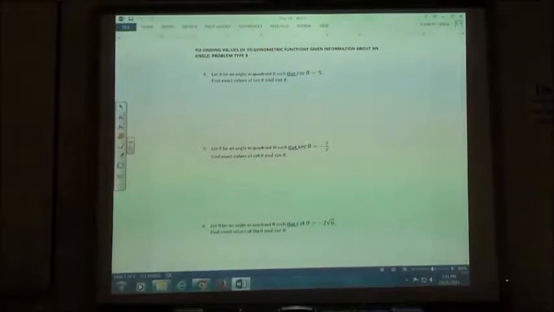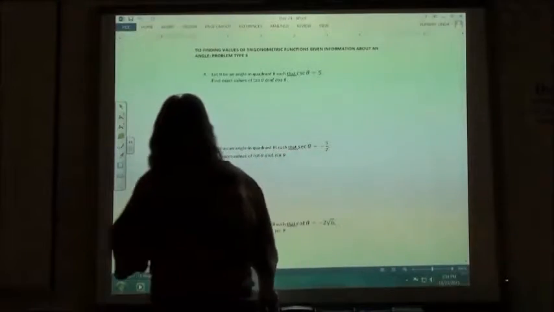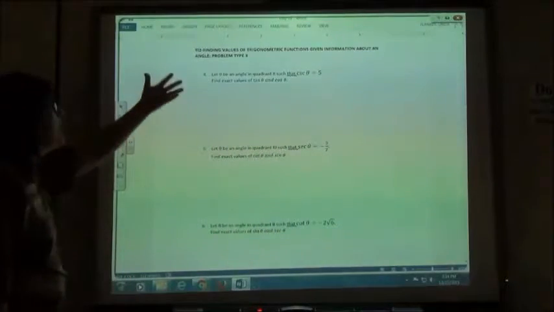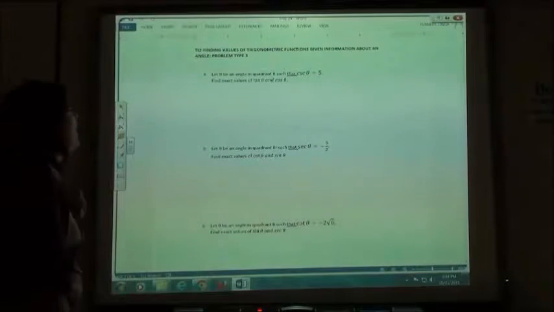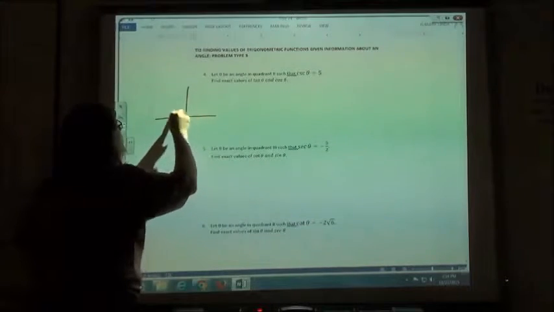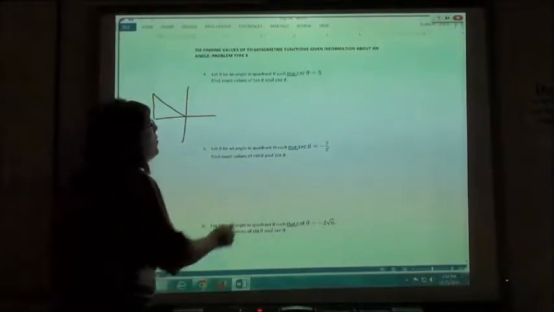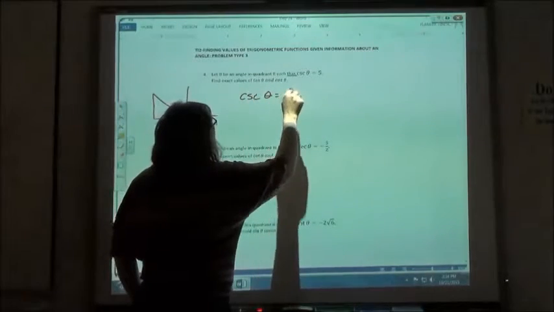The next ones, we are doing the same as the previous ones. We're just on problem type 3 instead of problem type 2. So now they're going to give us not the common ones to start with, but doing the same thing. Let theta be an angle in quadrant 2. So we're over here in quadrant 2. We're going to start with the cosecant of theta is equal to 5.